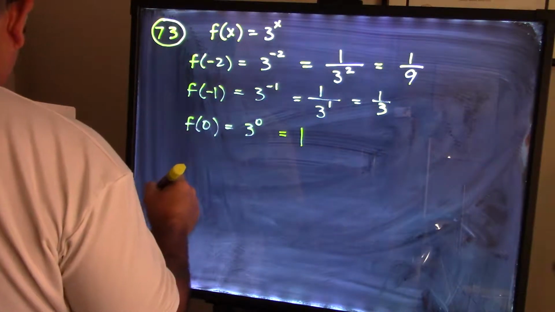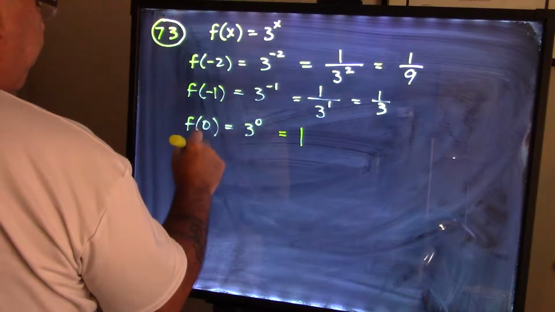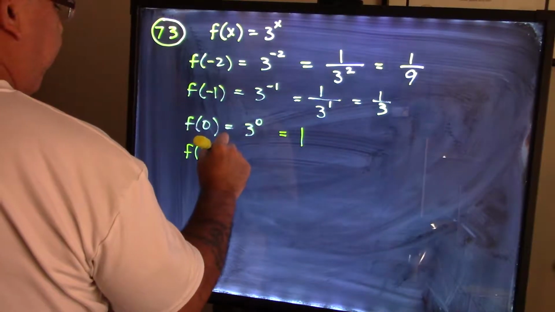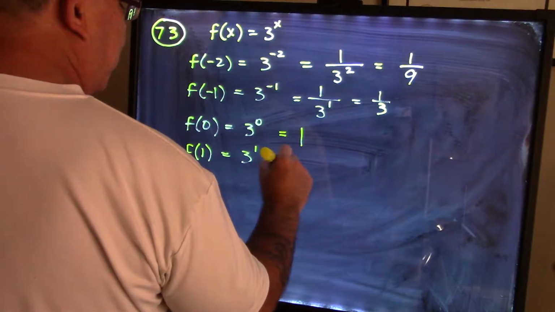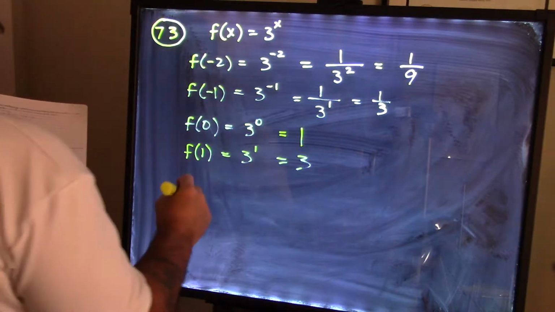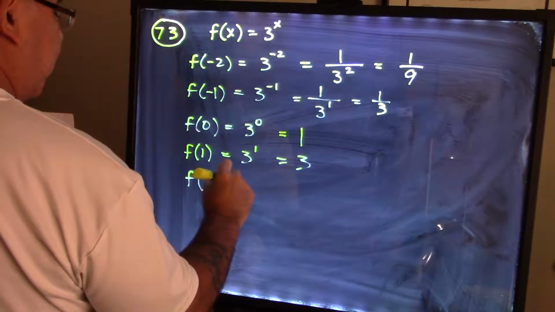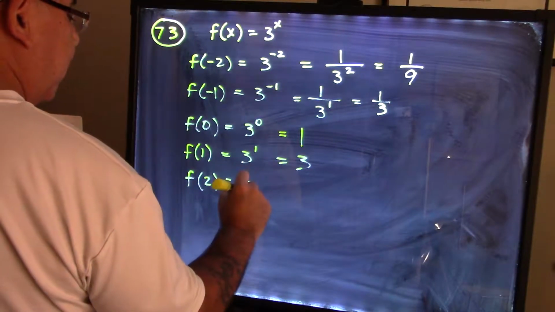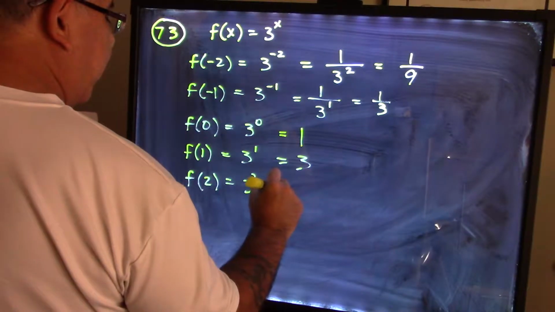Alright? And then we have f of 1. Is 3 to the 1, which is just 3. And f of 2, that's 3 to the 2nd, or 3 squared, which is 9.